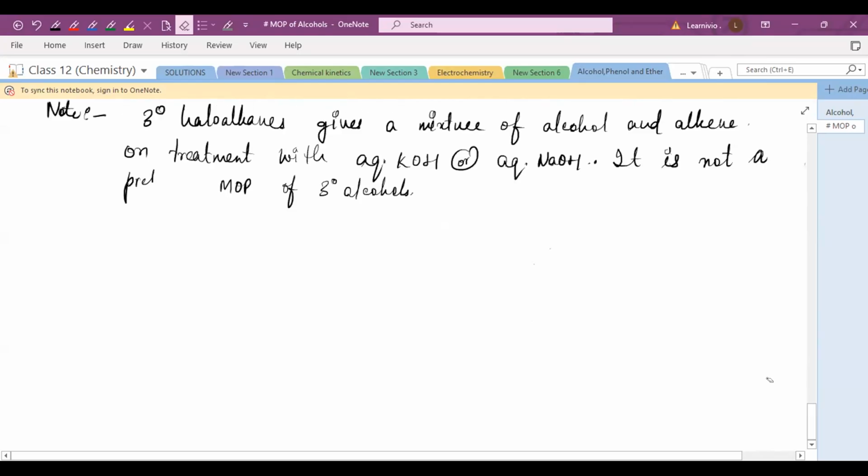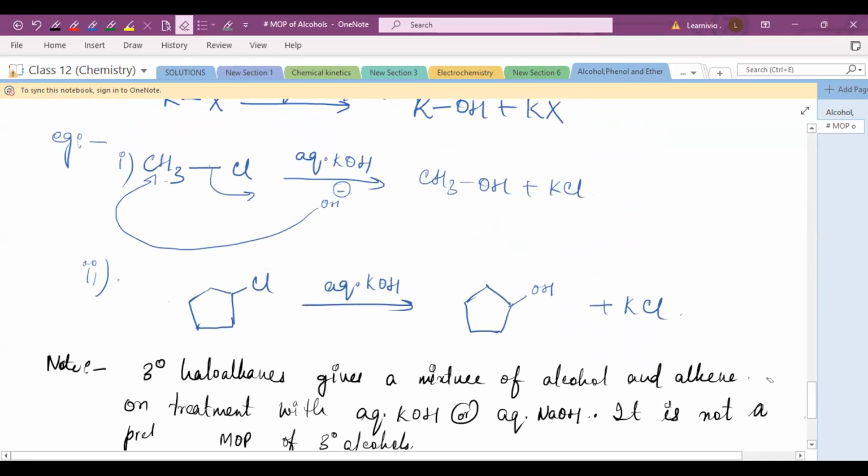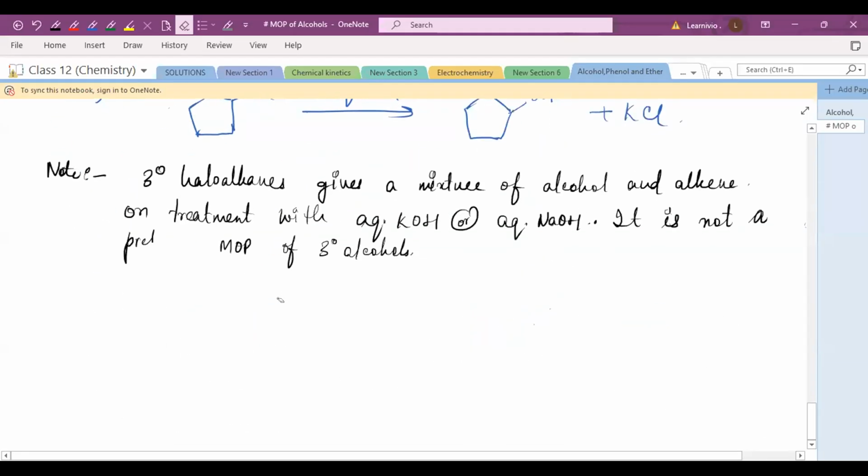Okay, so in this you just have to remember that substitution reaction and elimination reaction both will happen. When you take the haloalkanes and treat them with aqueous potassium hydroxide or sodium hydroxide, a nucleophilic substitution reaction happens. But when you take the tertiary haloalkanes, there is a greater chance that an elimination reaction happens. And this elimination reaction is dehydrohalogenation, meaning the hydrogen and the halogen group are removed from here.